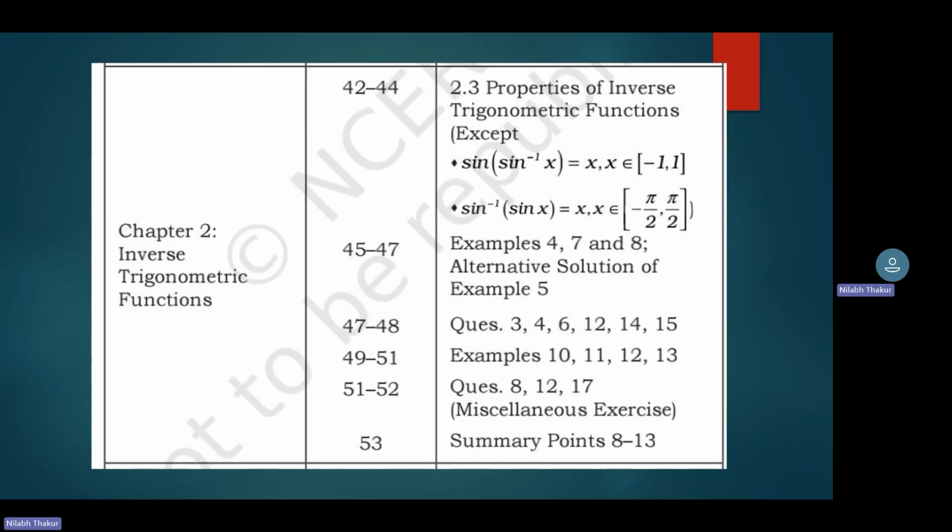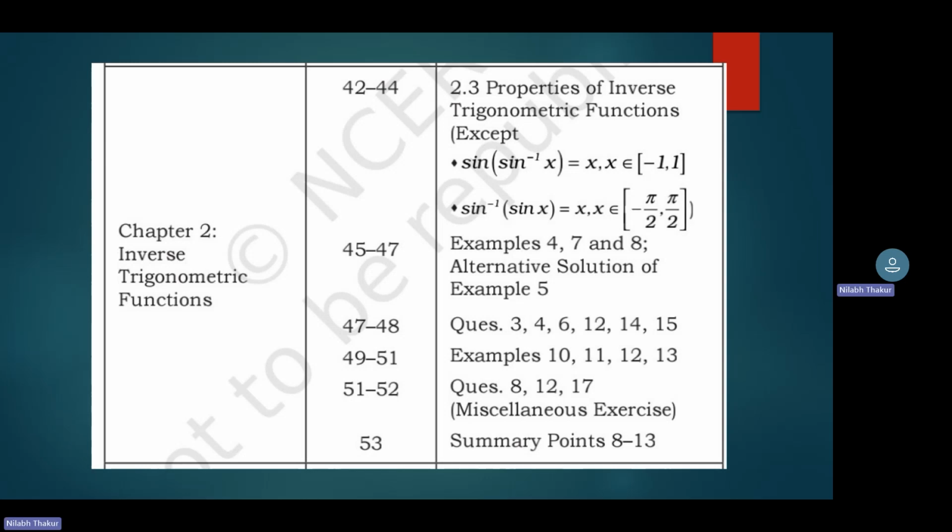Chapter number 2, properties of the inverse trigonometric function, page number 42 to 44. Examples 4, 7, and 8, and an alternative solution of example number 5 from page number 45 to 47. Page 47 to 48, question number 3, 4, 6, 12, 14, and 15.